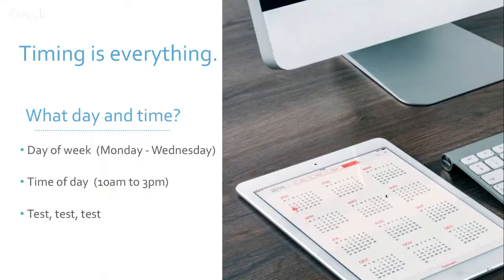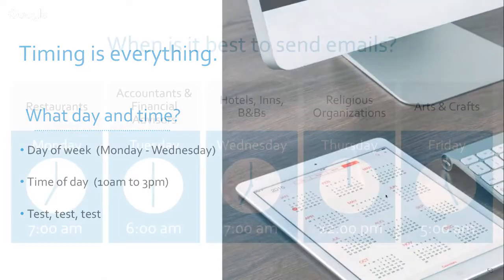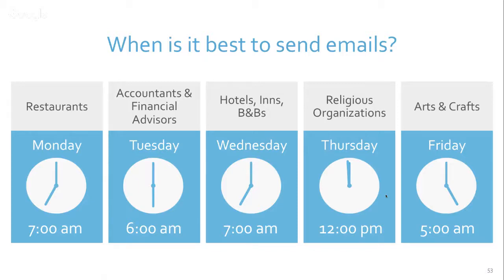Generally, you can go by a few rules of thumb. For restaurants, it might be Monday at 7 a.m. Accountants and financial advisors, Tuesday, 6 a.m. Want to be right at the top of the thing when they get in.